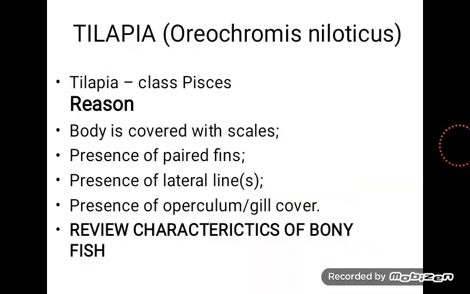Are we clear? Now the reason is because the body is covered with scales. It has the presence of paired fins, I beg your pardon, the presence of lateral lines, presence of operculum, gill cover and all. Now, the next slide will talk about the diagram of the structure of the fish. However, it is very, very important for you to review the characteristics of bony fish. You can get this from your textbook, whether O level or advanced level, as it were. But it is very important to read up these things. All right.